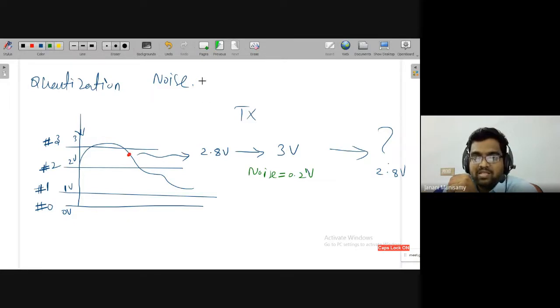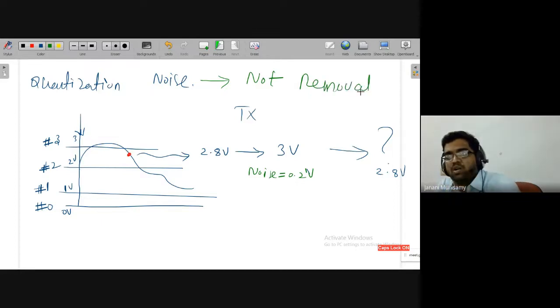Okay, so quantization noise is not removable. You cannot remove it. Once it is introduced in the system, you cannot remove it. But you can try to decrease it. You can try to reduce the quantization noise.